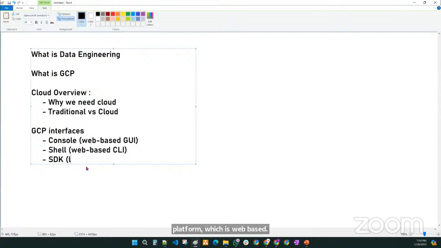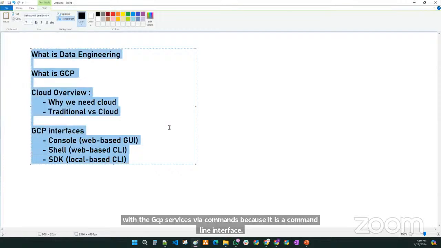Similarly, you have the SDK, which is a local-based command line interface. If you want to work with Google Cloud services from your local machine itself, whether it is Mac OS, Windows, or a Linux-based operating system, based on your operating system you have to download the SDK. From the local SDK also you can interact with the GCP services via commands, because it is a command line interface. So all of these topics we have discussed so far, guys.